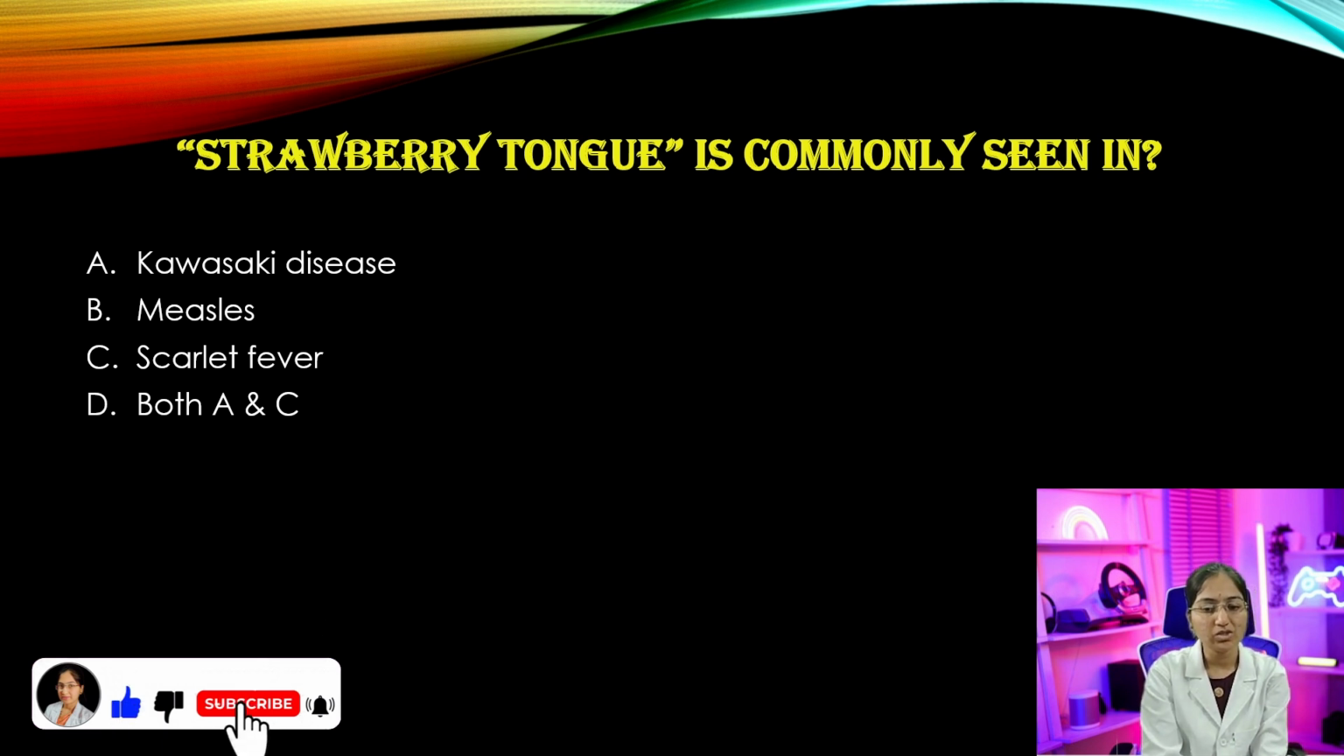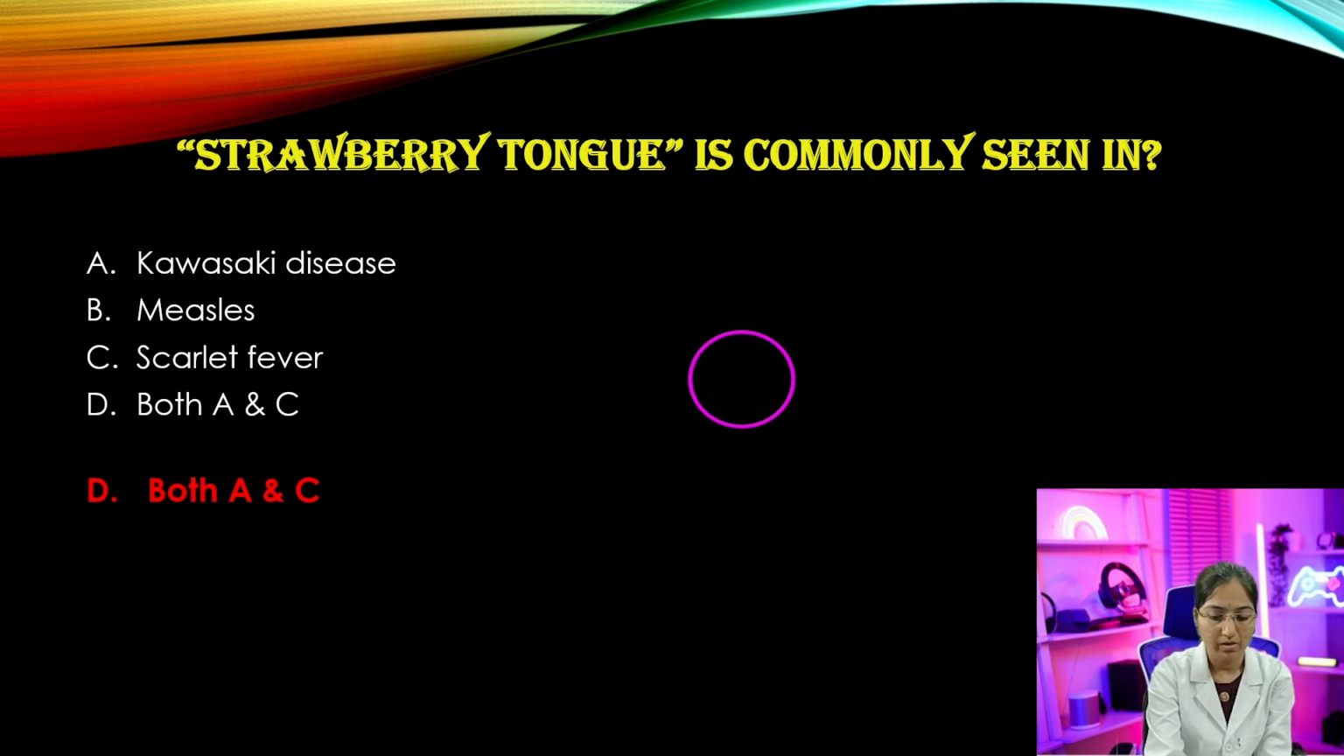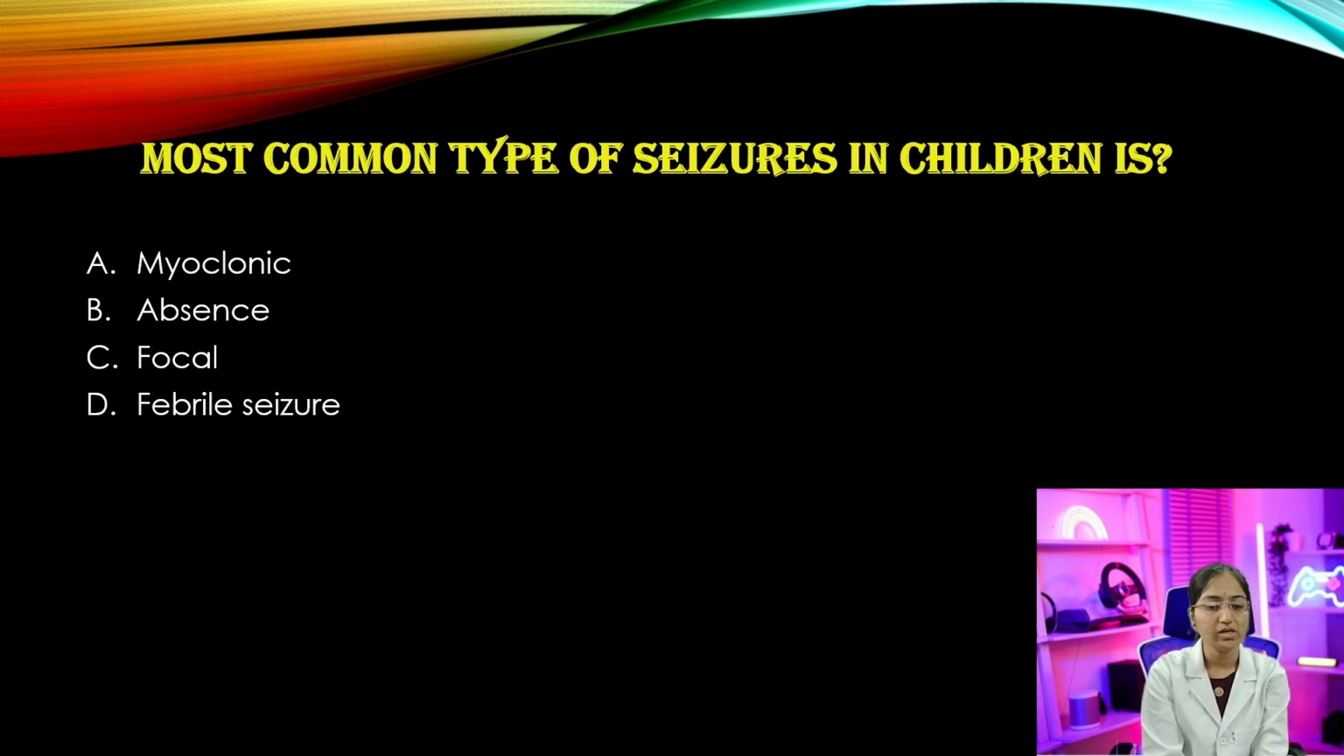What drug is commonly seen in? These are the options here. Right option is both A and C, that is kwashiorkor disease and also scarlet fever. Next question is, the most common type of seizures in children is. These are the options here. Right option is febrile seizure.